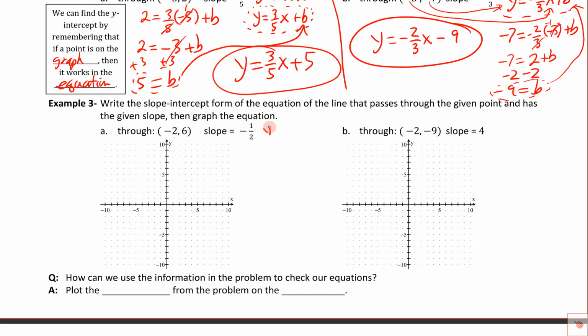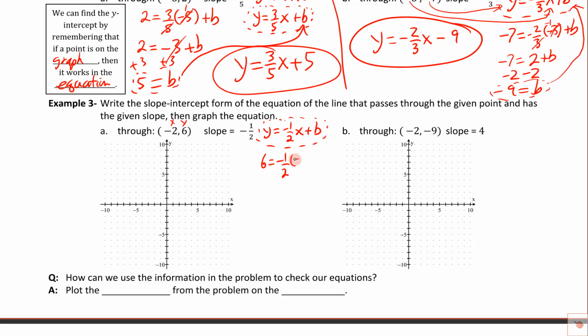I'm going to write down y equals -1/2 x plus b. I'm going to put that dotted circle to remind myself, gosh, I am nearly done. All I need to do is find out what the y-intercept is. I'm going to take this x and this y and I'm going to plug them in. So wherever there's a y, I'm going to put a 6.